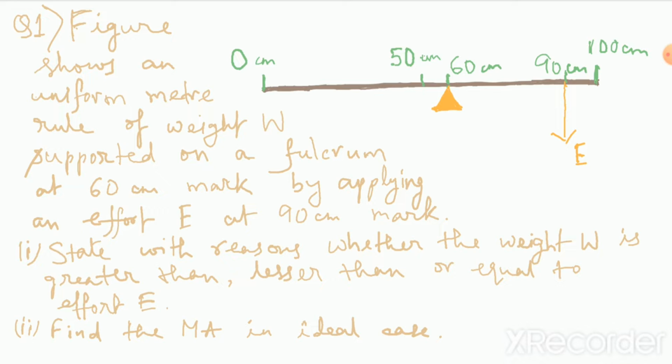It says that there is a figure given. The figure shows a uniform meter rule of weight W supported on a fulcrum at the 60 centimeter mark, as shown in the figure. It has been kept in this horizontal position by applying an effort E at the 90 centimeter mark. First of all, you have to answer whether the weight of the rule is greater than, lesser than, or equal to the effort applied, and you have to give a proper reason for your answer.